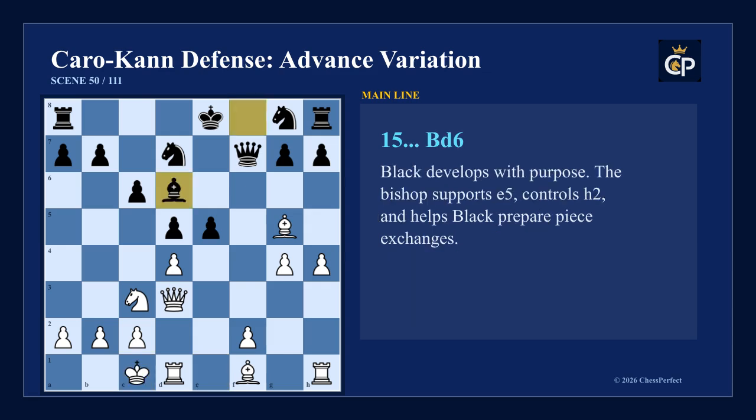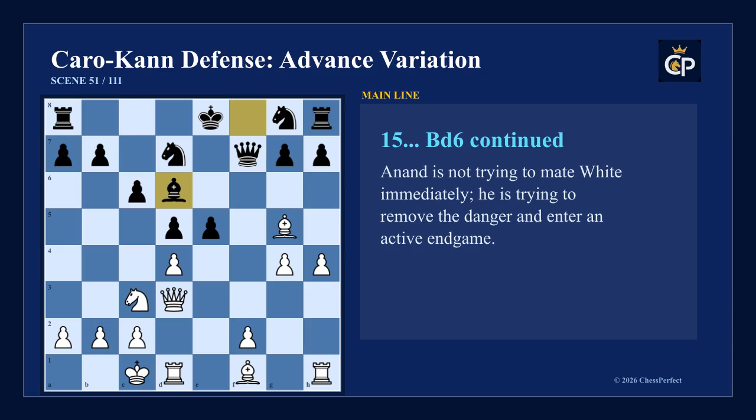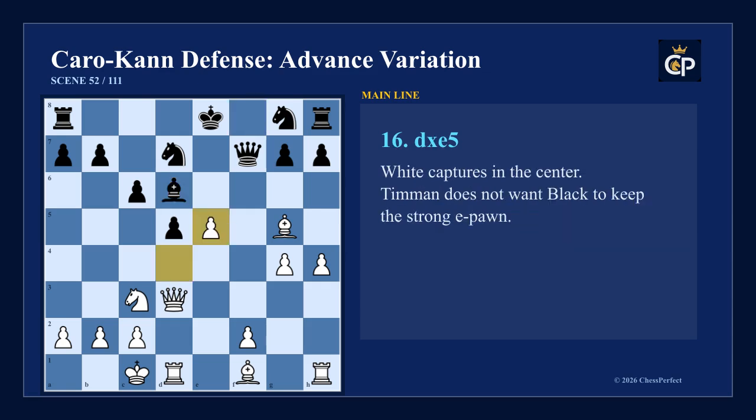Bishop d6. Black develops with purpose. The bishop supports e5, controls h2, and helps black prepare piece exchanges. Anand is not trying to mate white immediately, he is trying to remove the danger and enter an active endgame. D takes e5.